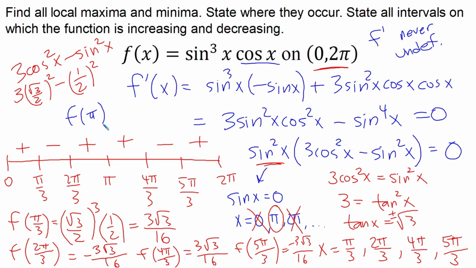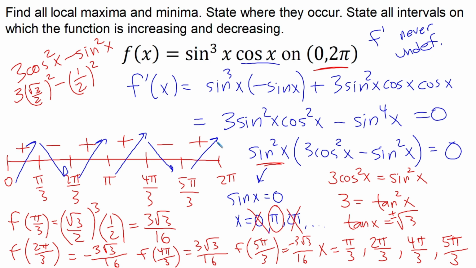And then lastly, we still need to figure out what's f of pi. Well, actually, we don't even really need to figure out f of pi. I was going to say it's going to be 0, because sine of pi is 0. But that doesn't really matter, because what was happening at pi? We increased, decreased, increased, continued increasing, decreased, increased. So there wasn't actually a max or a min at pi, so we don't need to find the value of the function at pi.